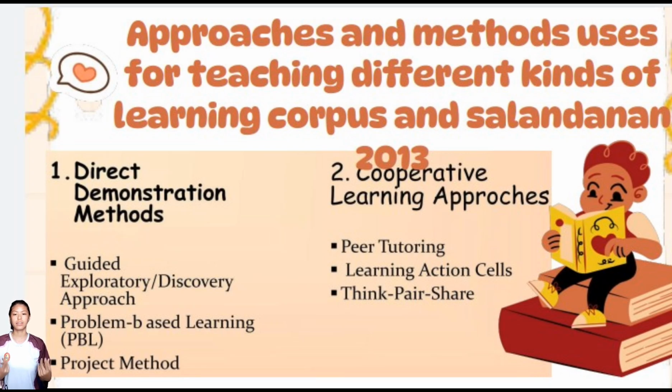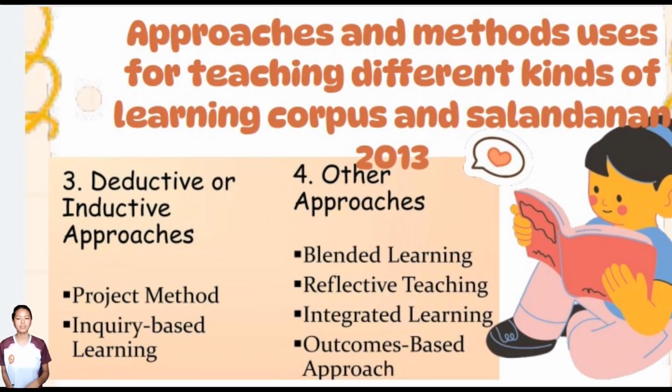The next is think, pair, and share. So students first think individually, pair up to discuss, and then share ideas with the class. The next approach is the deductive or inductive approaches. So in the deductive approach, the teacher gives a rule or concept first, then the students apply it through activities. So next is the inductive approach. Students observe examples first and then discover the rule on their own.